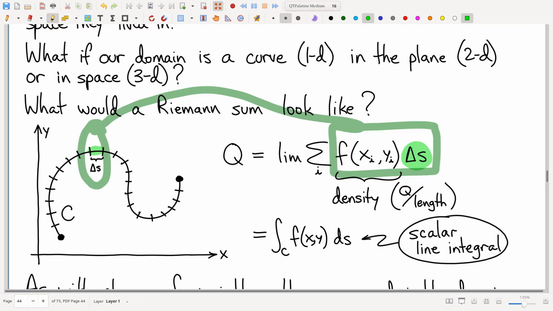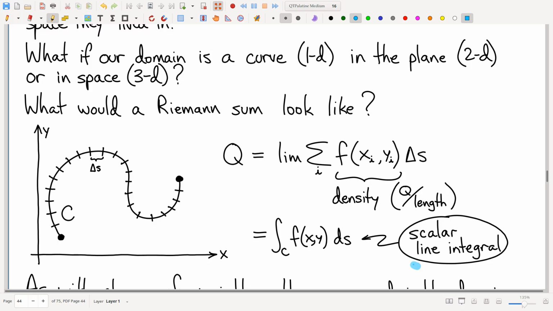So this integrand, I think it's a great way to think about integrands. Integrands are always densities. Integrands are always quantity per unit size, to be multiplied by whatever the corresponding notion of size is. Just like with every other integral we've ever seen, it's always stuff per unit size times size to give me stuff, and then we add up the stuff. Okay. All right. So this is called a line integral.